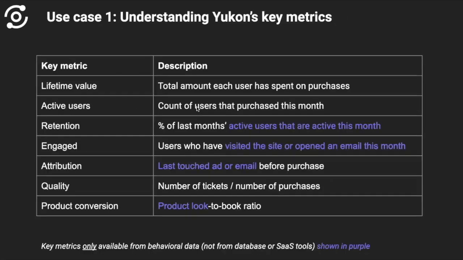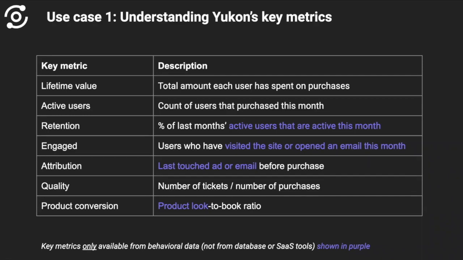So if we take the first use case, understanding Yukon's key metrics, we've got a list here of key metrics and we've got descriptions of them. And what I've done is I've taken the parts of those key metrics that are only available by collecting the behavioral data from Yukon's customers, and I've highlighted that in purple. And so really the ones that I haven't highlighted in purple, it would be possible to pull those out of transactional systems, for example, using Meltano. But the pieces in purple, you need to have a technology like Snowplow active in those digital properties, collecting and generating that behavioral data.